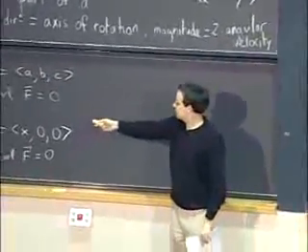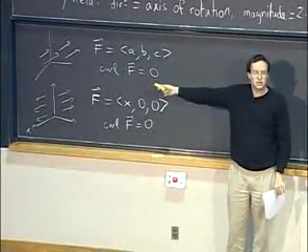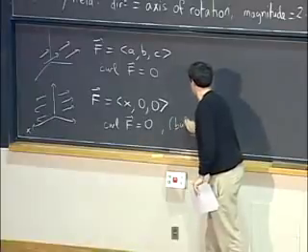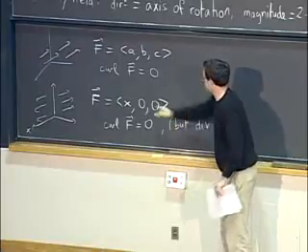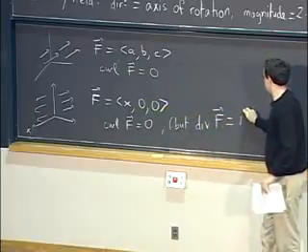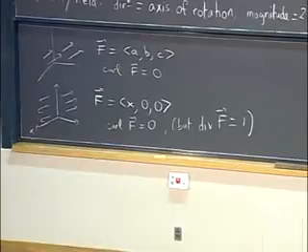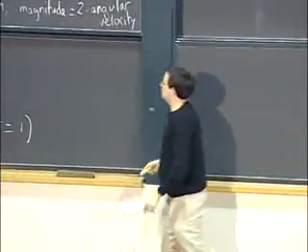This is not what curl measures. What measures expansion and stretching is actually divergence. If you take the divergence of this field, you'll get 1 plus 0 plus 0, so it will be 1. In case you don't remember, divergence precisely measures this stretching effect in your field.